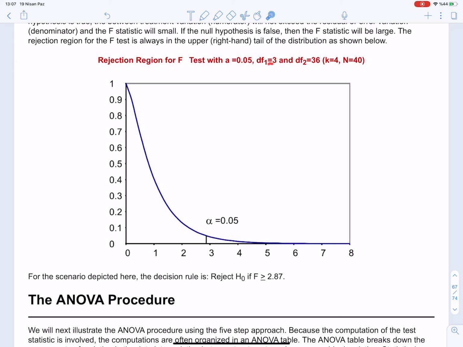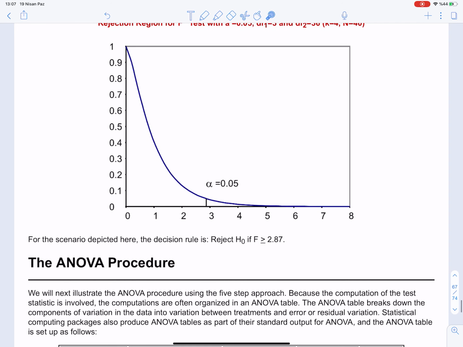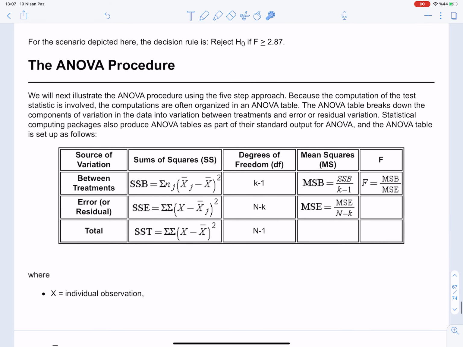But if you have very large degrees of freedom for both the first and the second, you may observe such a picture. It is still a bit skewed, but very close to a symmetric distribution. So this is a good picture. I just wanted you to see that picture.